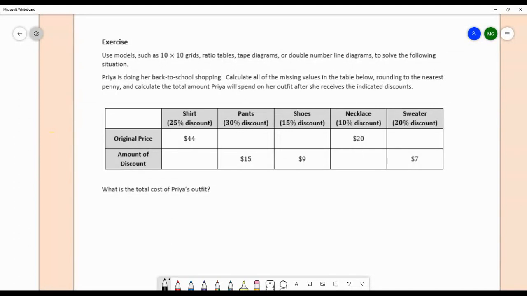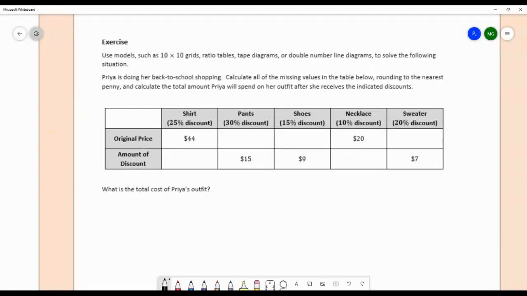It says Pyra is doing her back to school shopping. Calculate all of the missing values in the table below, rounding to the nearest penny, and calculate the total amount she will spend on her outfit after she receives the indicated discounts. So how are we going to set some of these up? That's what we're looking for, okay?